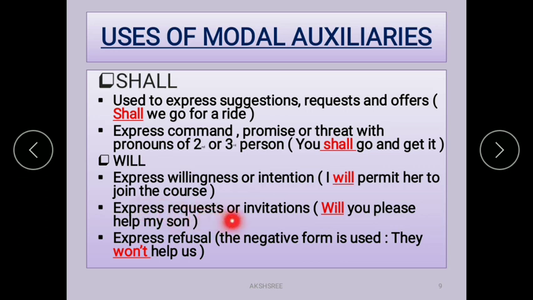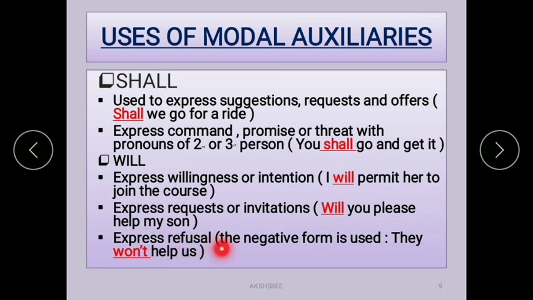Next one, express requests or invitations. That is, will you please help my son? Here it is a request. So we are requesting something. In some cases we will use will.